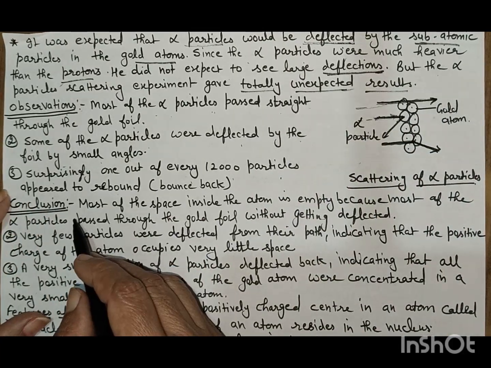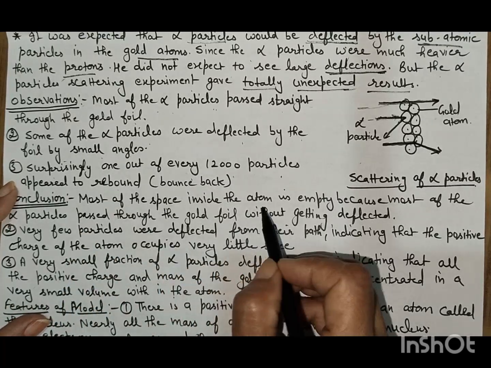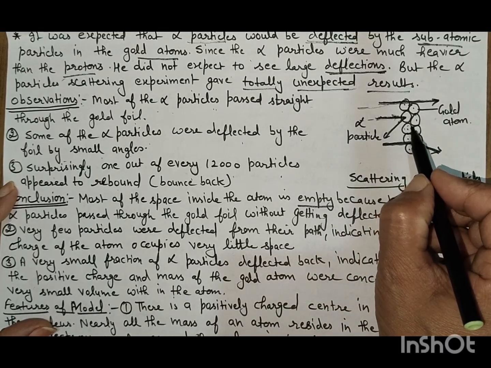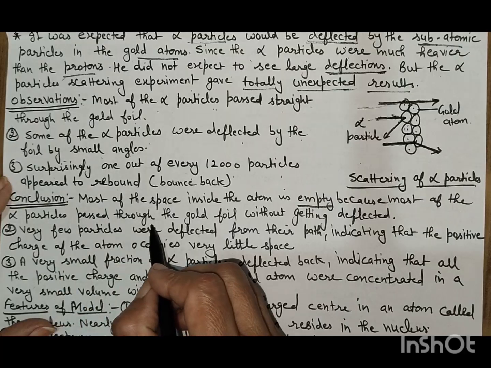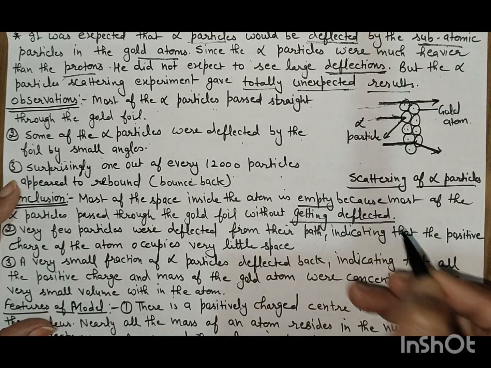Conclusion. What was the conclusion of the Rutherford atomic model? Most of the space inside the atom is empty. He said that most of the space in the atom is empty because most of the alpha particles pass through the gold foil without getting deflection.